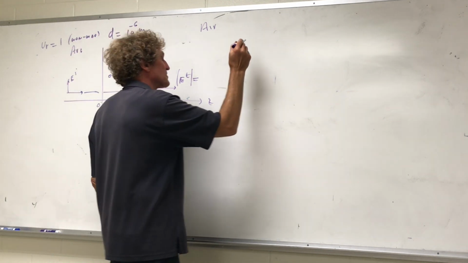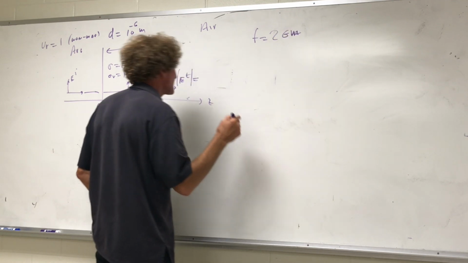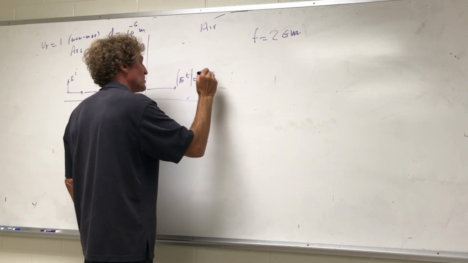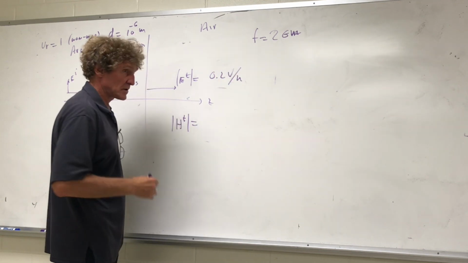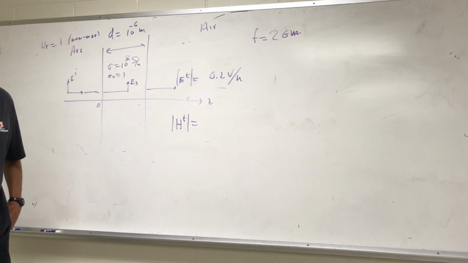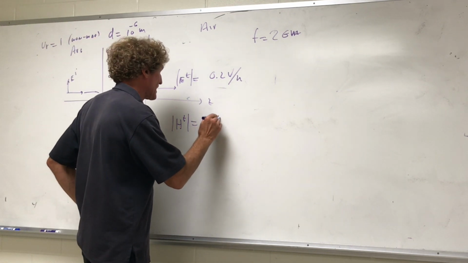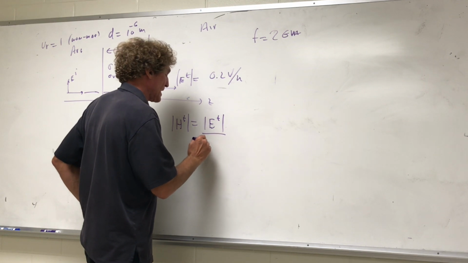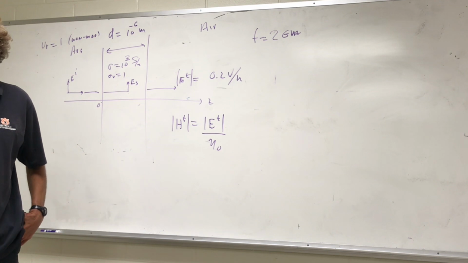Let's let the frequency be 2 gigahertz. Say the transmitted field is 0.2 volts per meter. These are ones that should be automatic. E over A, right? So it's going to be E transmitted over eta naught, because it's air, right? If it wasn't air, you'd have to put the value of eta in that region.